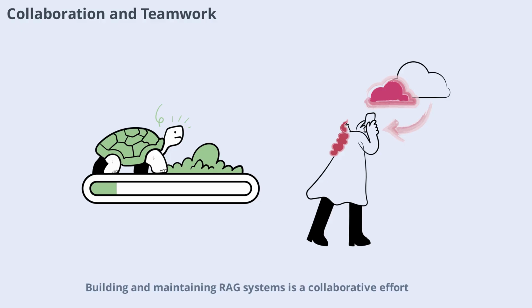Building and maintaining RAG systems is a collaborative effort. Involve data engineers, domain experts, and security professionals to ensure all aspects of the pipeline are robust. Teamwork accelerates problem-solving and leads to better outcomes for your users.